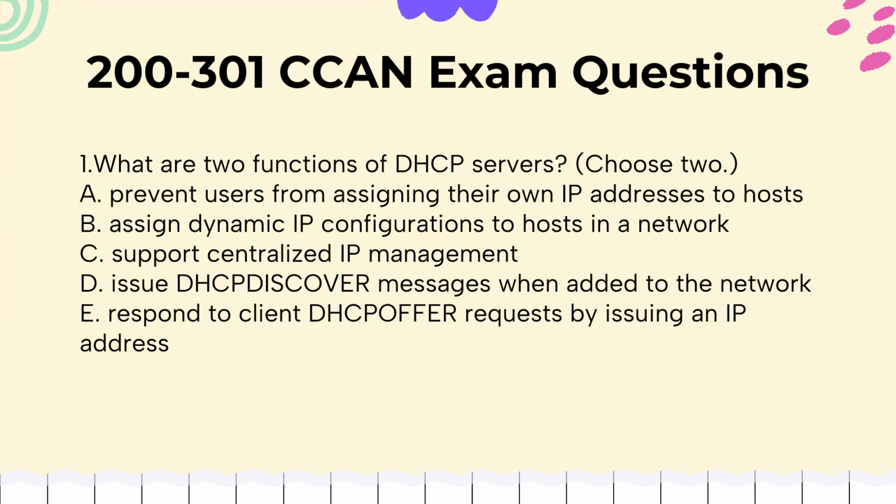1. What are two functions of DHCP servers? Choose 2. A. Prevent users from assigning their own IP addresses to hosts. B. Assign dynamic IP configurations to hosts in a network. C. Support centralized IP management.